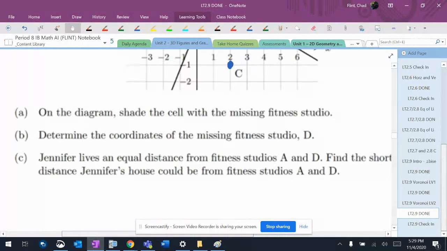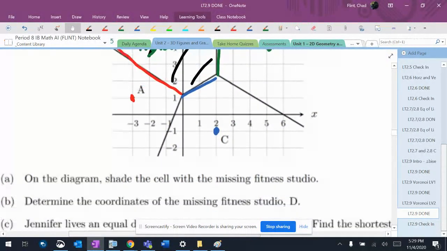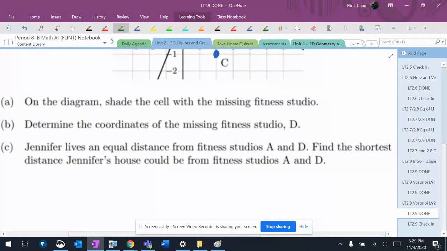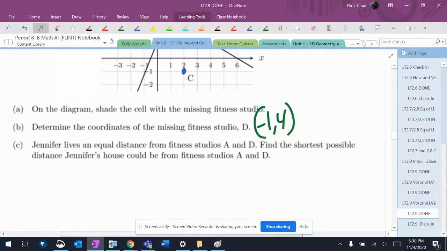All right, so it just says mark it. Determine the coordinates of D. It's at -1, 4. So -1, 4. And then it says Jennifer lives an equal distance from fitness studios A and D. Find the shortest possible distance Jennifer's house could be from fitness studios A and D.